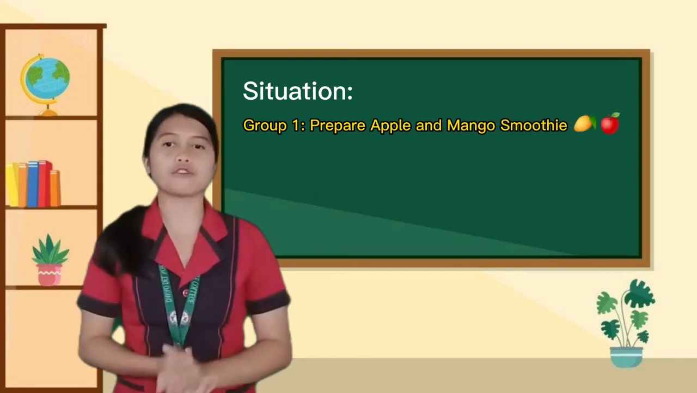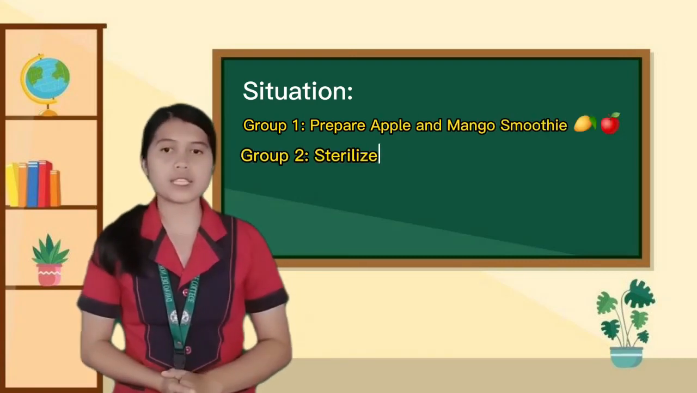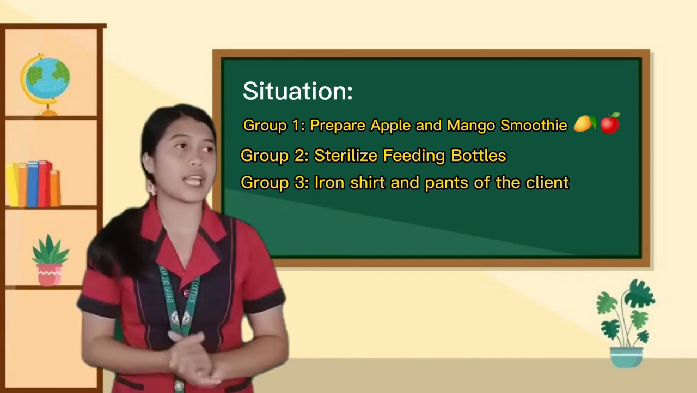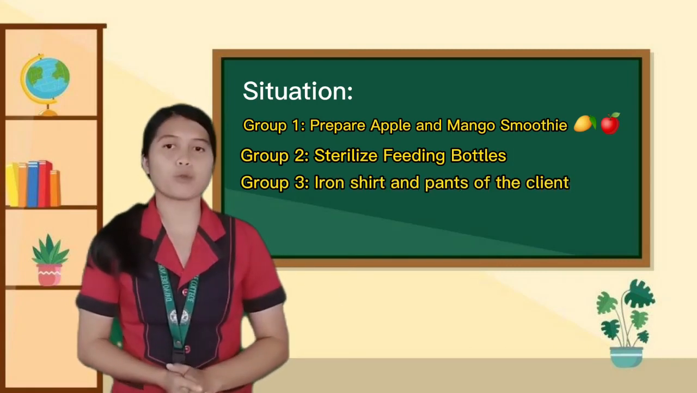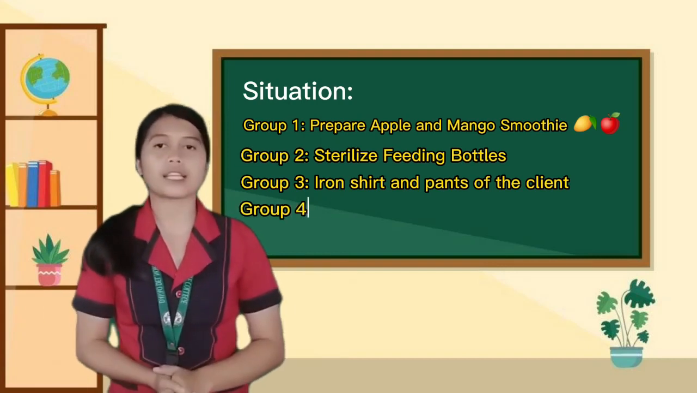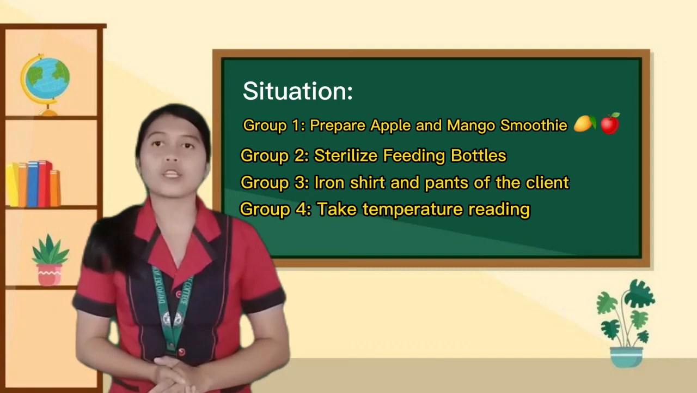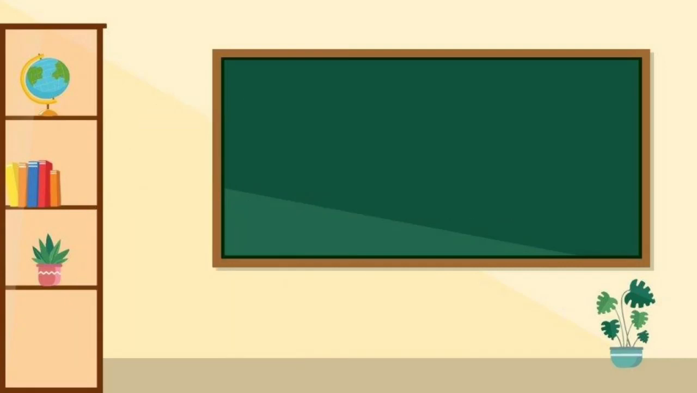Group 2, you have to sterilize feeding bottles. Group 3, you have to iron shirt and pants of the client. And for the last group, group 4, you have to take temperature reading. So you will be graded based on the given rubrics.